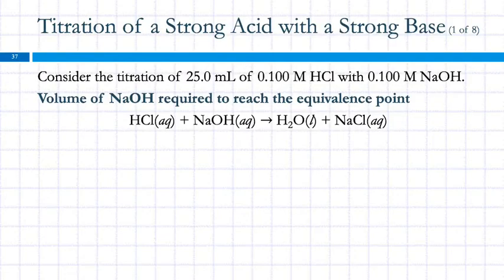So we're going to consider first the titration of a strong acid with a strong base, like HCl with sodium hydroxide. We're going to consider 25 milliliters of 0.1 molar HCl being titrated with 0.1 molar sodium hydroxide. Here's the balanced chemical equation for that reaction, and we're trying to calculate the volume of sodium hydroxide required to reach the equivalence point.